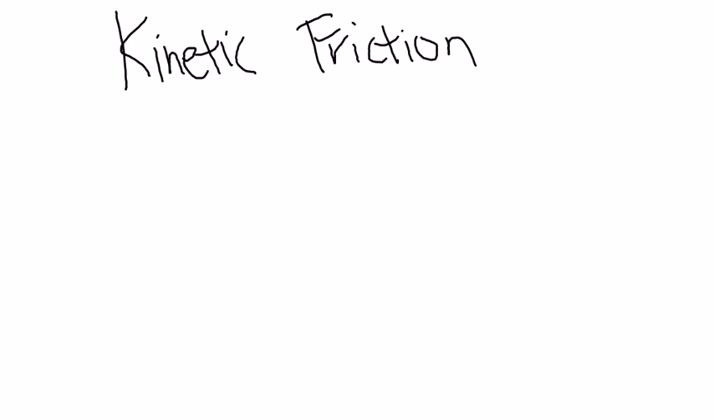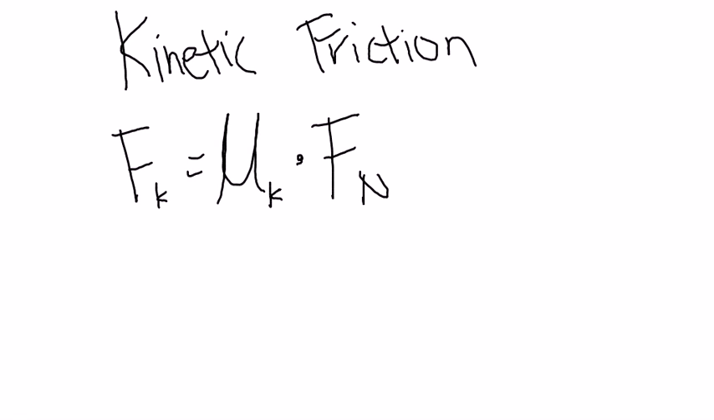Kinetic friction. Kinetic friction is a friction that occurs when two objects move relative to each other. And of course, the two objects must be in contact. The equation of kinetic friction can be expressed as force of kinetic equals the coefficient, or mu k, times the normal force of the object. How much force is required to keep an object moving depends on this equation.